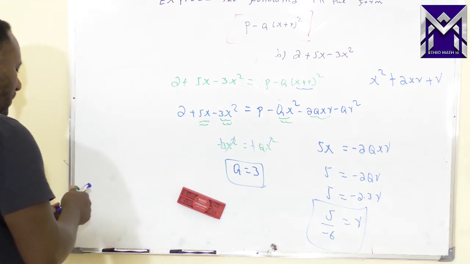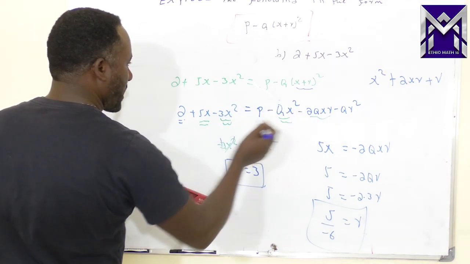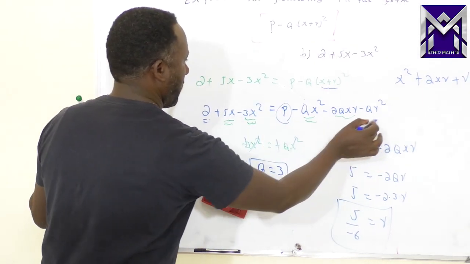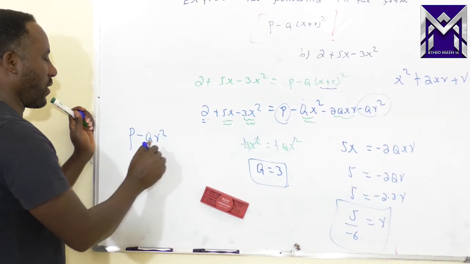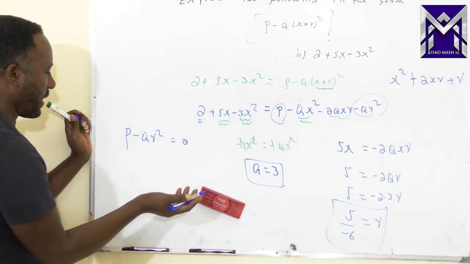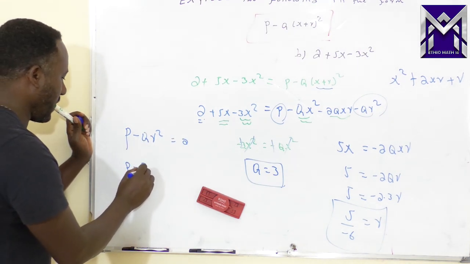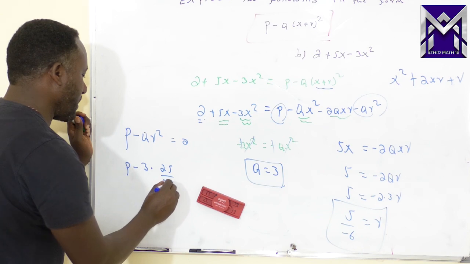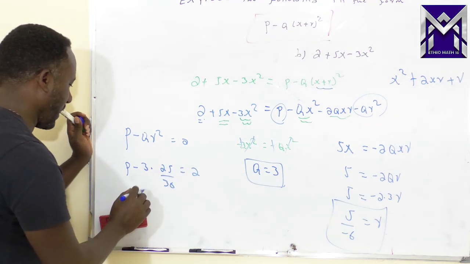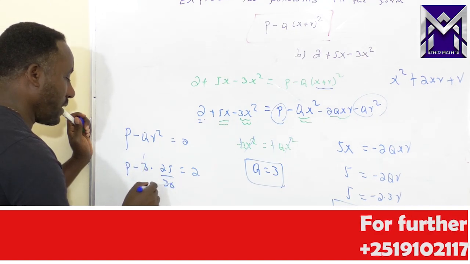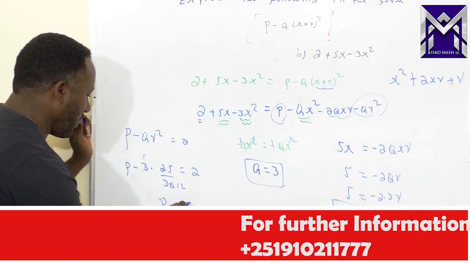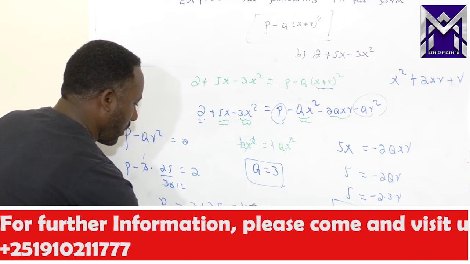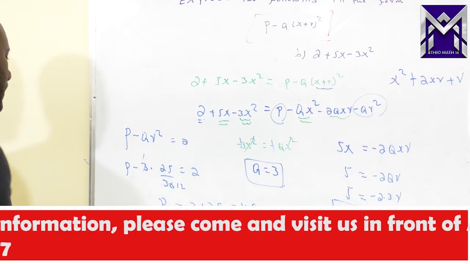And the last point that you have to know is to equate the constant with the constant, which is p minus qr squared. The sum of the two constants must be the same as 2. p is not known. q is 3 and r squared is 25 over 36. So 3 times 25 over 36 is 25 over 12. So p will be 2 plus 25 over 12, which is 24 over 12 plus 25 over 12, 49 over 12. This is the value for p.